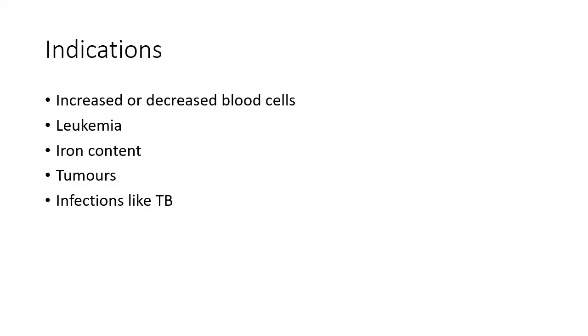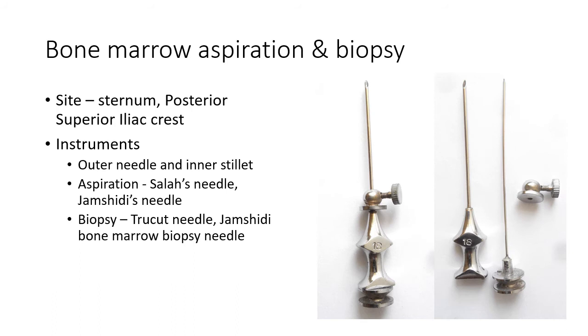Talking about the indications for the examination of bone marrow, this is usually done to evaluate any increase or decrease in blood cells or in conditions like leukemia, both acute and chronic leukemia, or to evaluate the iron content of bone marrow, or it is also done to evaluate or diagnose the involvement of bone marrow in tumors, or for the confirmation of infections like tuberculosis. Bone marrow study can be done either by bone marrow aspiration or bone marrow biopsy.